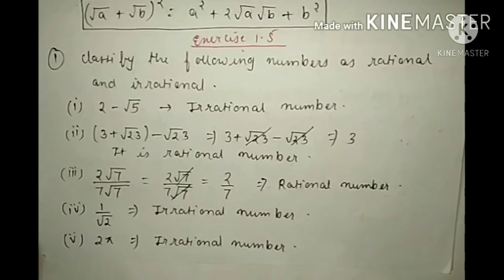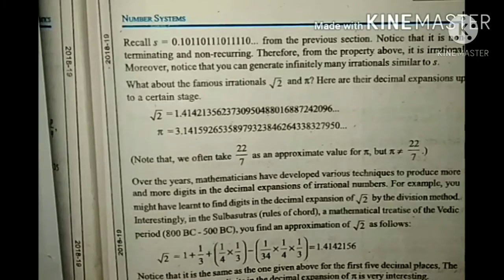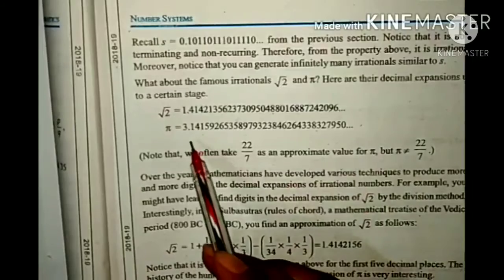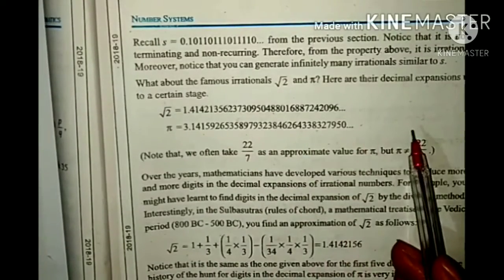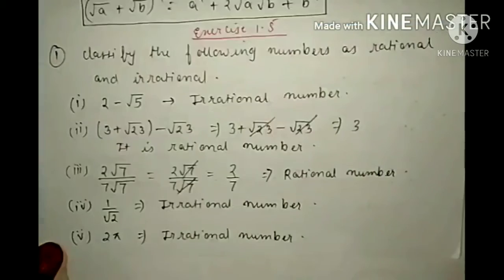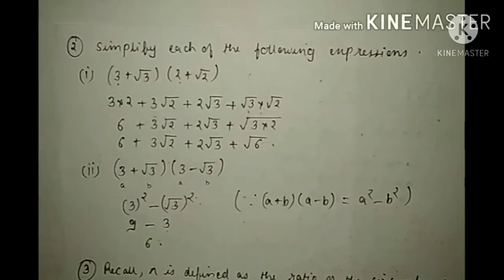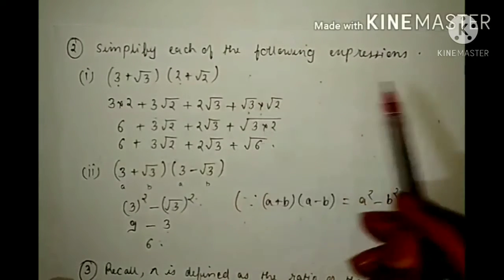Now see question number 5. 2 pi. This is the value of pi. The value of pi is non-terminating and non-repeating. Therefore 2 pi is also an irrational number. Now see second question. Simplify each of the following expressions.